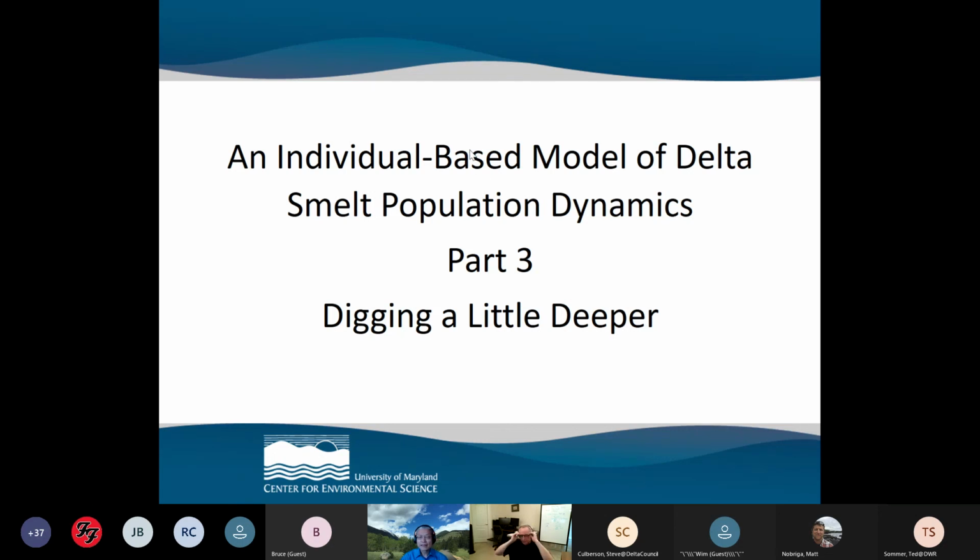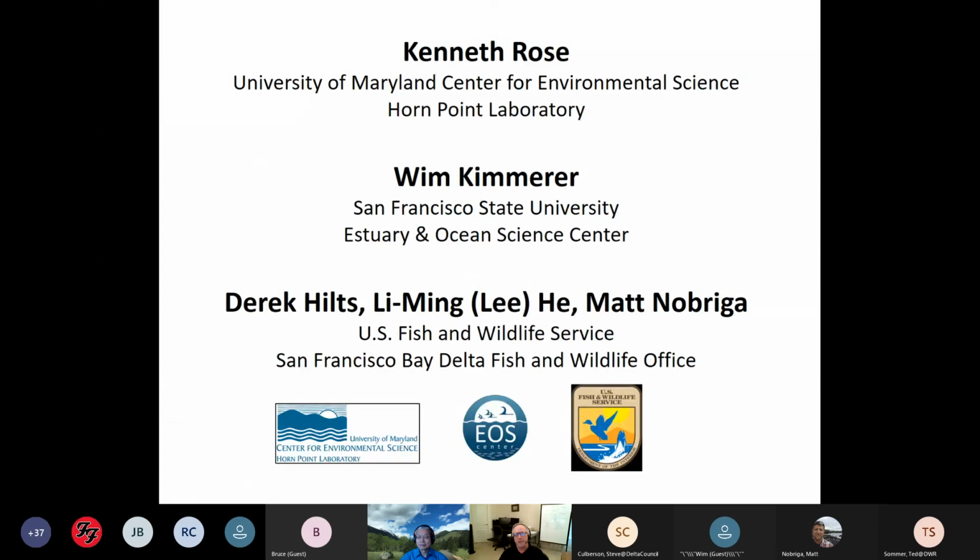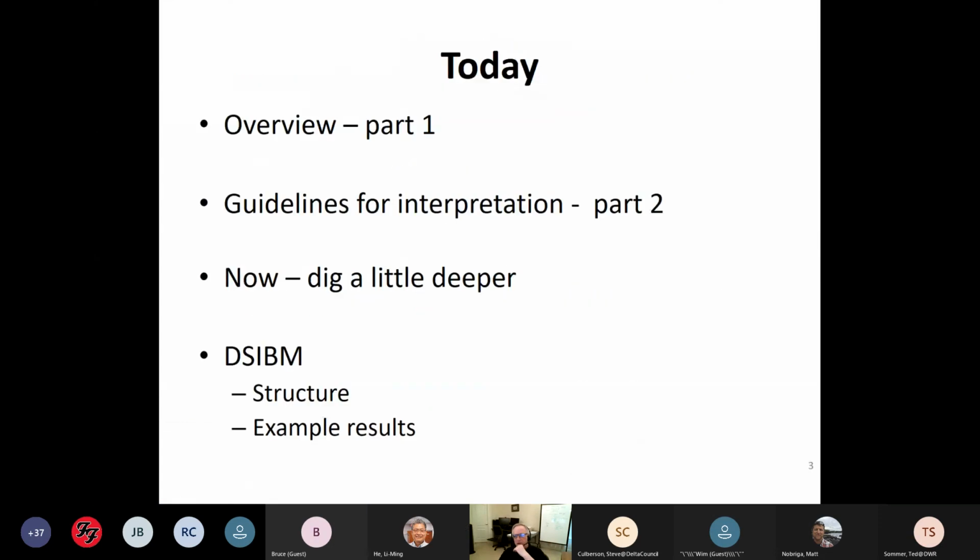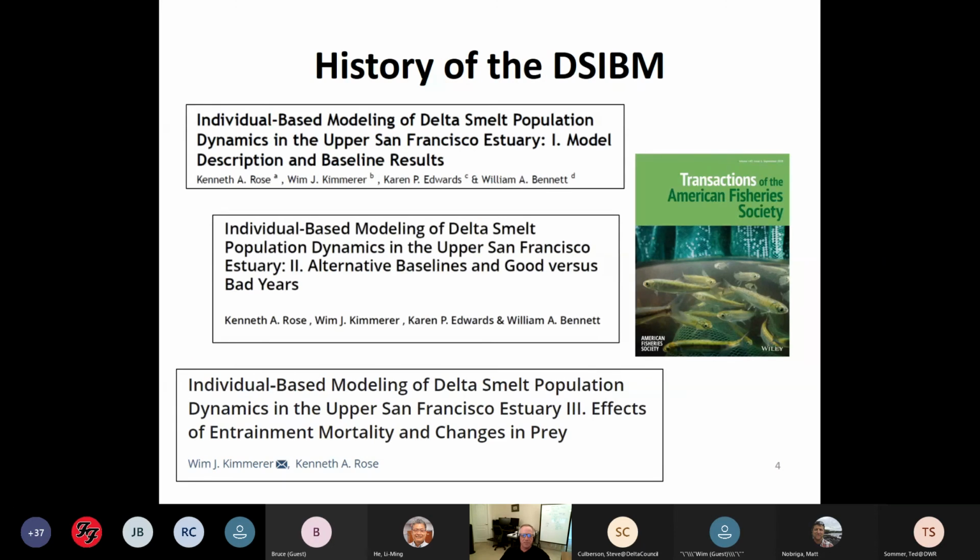Okay, so part 3. Let's go a little deeper here, and remember, there's a whole other workshop planned for that. Well, you don't need to see that anymore. So we did the overview. We did some guidelines. Now let's really see what the DSIBM can do, some of its structure and some of its example results.